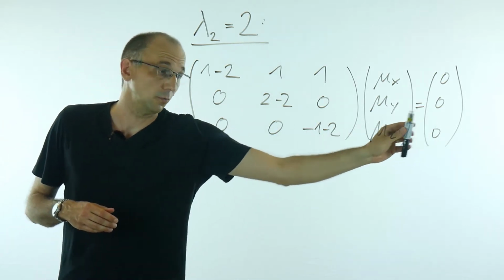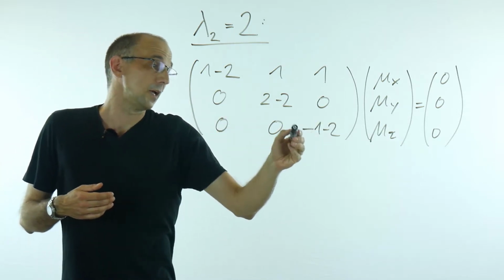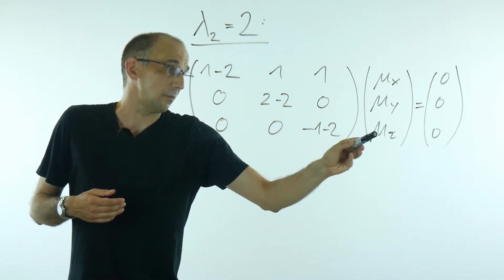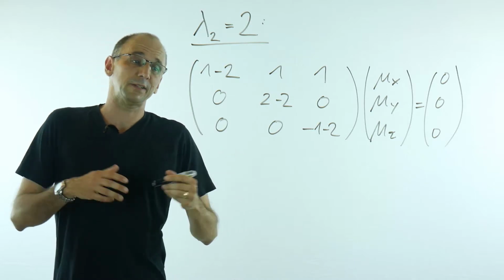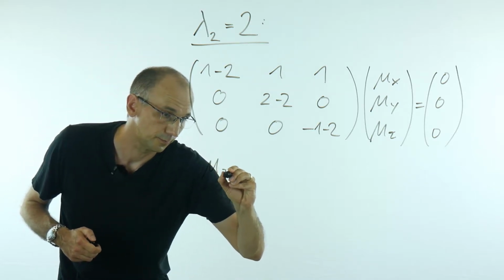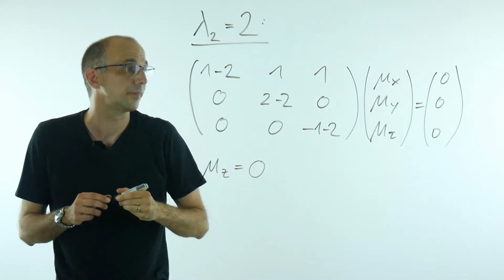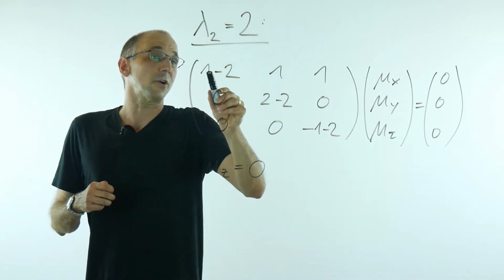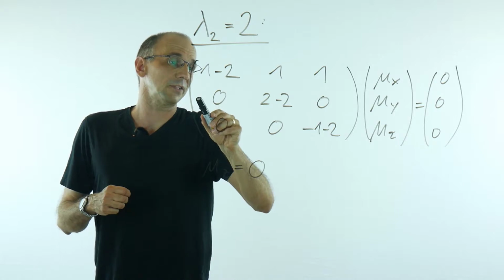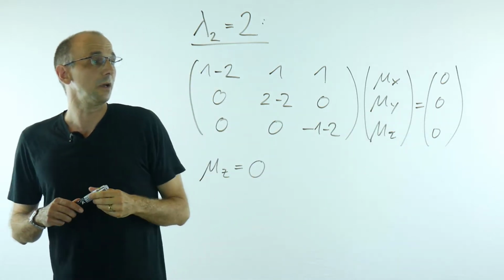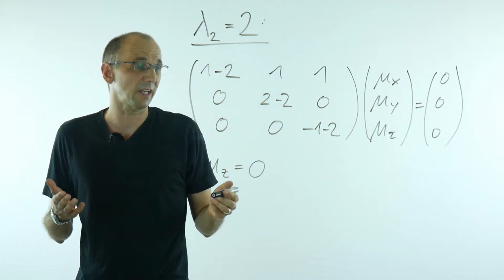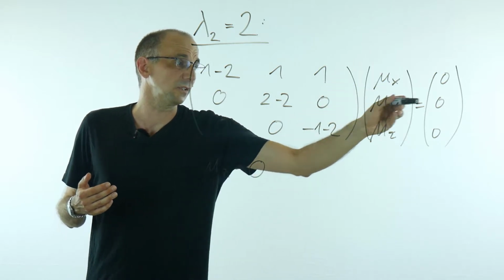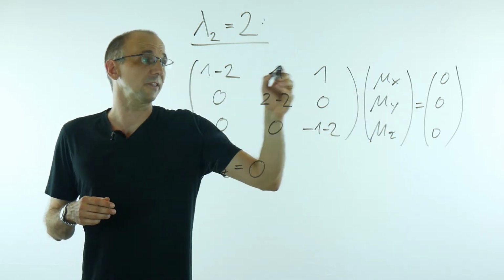Let's look at the last row, because it's the simplest row. Minus 3 times mu z is equal to 0, means mu z is equal to 0. Let's look at the second row. Mu y, I can't say anything about this. This is 0 is equal to 0. So let's look at the first row.